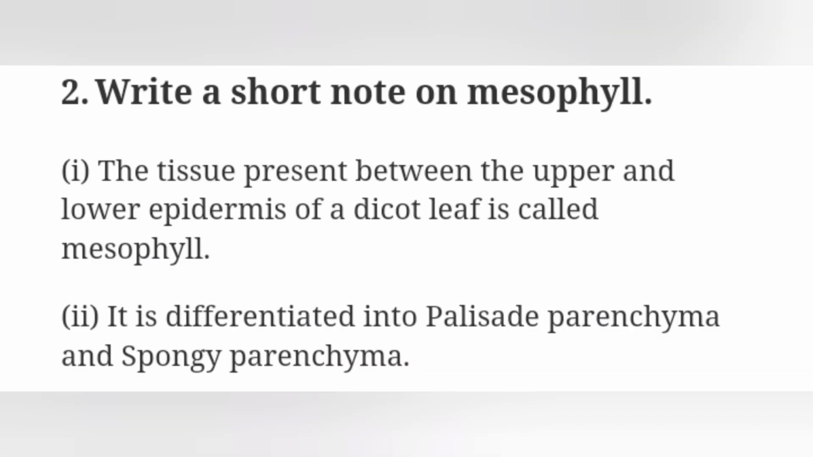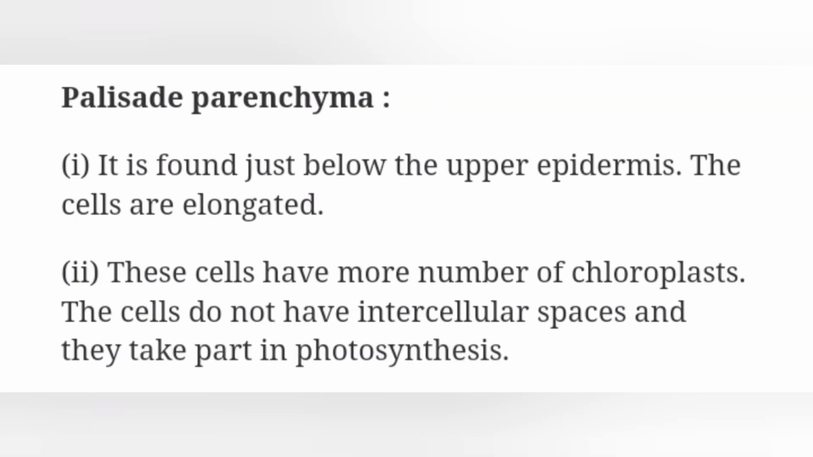Second question, write a short note on mesophyll. Answer: the tissue present between the upper and lower epidermis of a dicot leaf is called mesophyll. Second point, it is differentiated into palisade parenchyma and spongy parenchyma. Palisade parenchyma: it is found just below the upper epidermis. The cells are elongated. Second point, these cells have more number of chloroplasts. The cells do not have intercellular spaces and they take part in photosynthesis.